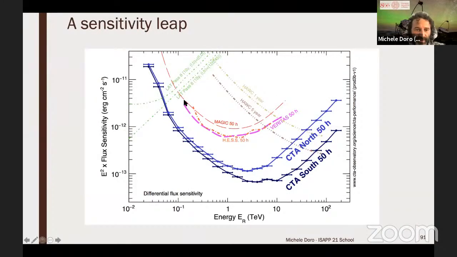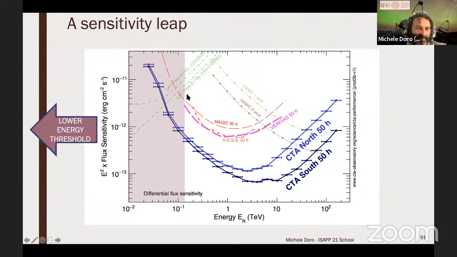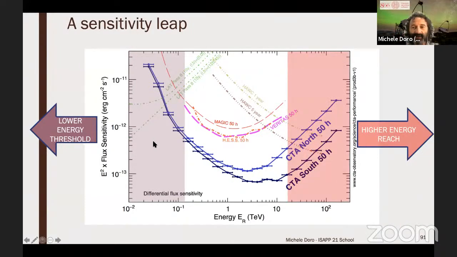Look at the boost from MAGIC here. That's CTA, north and south. There is not only the sensitivity in the lowest energy part, which is much wider here. It is also better in the higher energy reach, and then you have this jump of sensitivity here. It's really much more than what we have now.